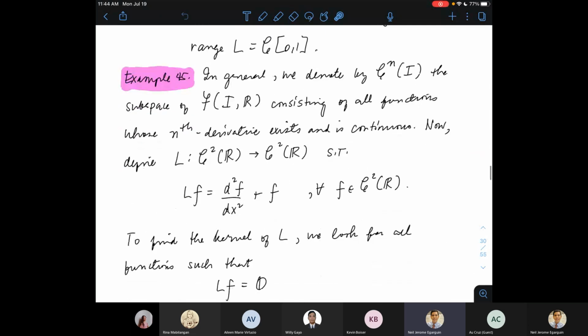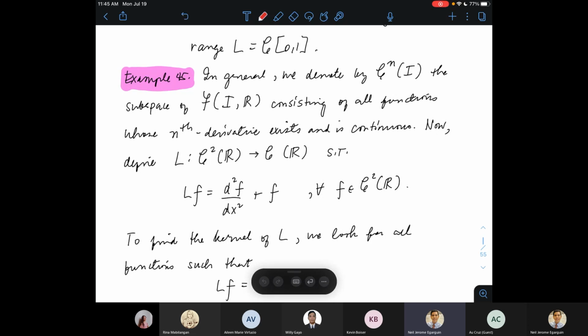So let's just take a look at example 45. In example 45, I introduced the notion of C^n of an interval. This is just the set of all functions defined on the interval I to the set of real numbers whose nth derivative exists and is continuous. For instance, C2 of R is the set of all functions from R to R whose first and second derivatives exist and are both continuous. And I guess I need to correct another thing here.